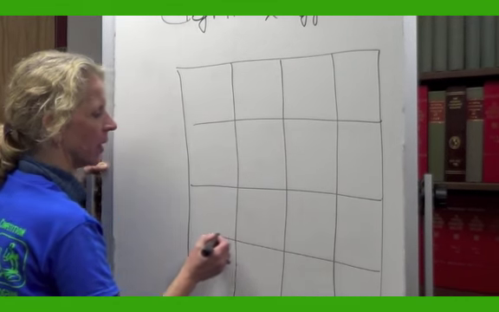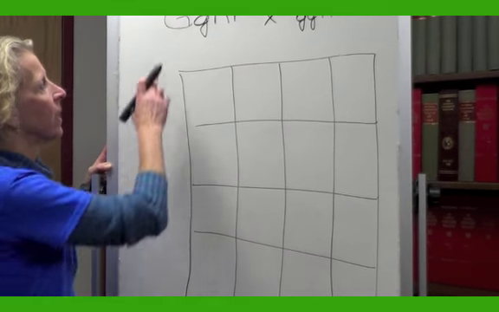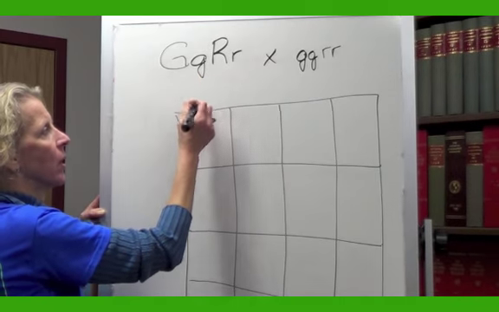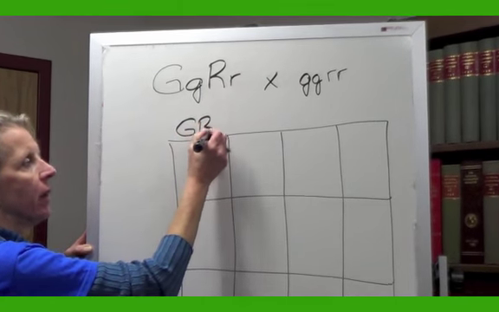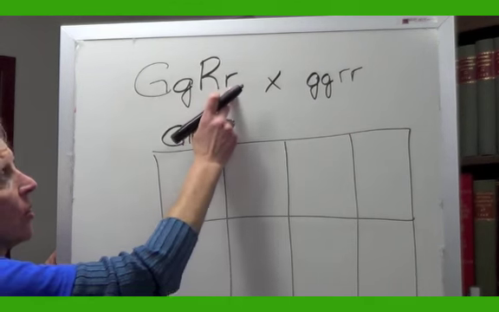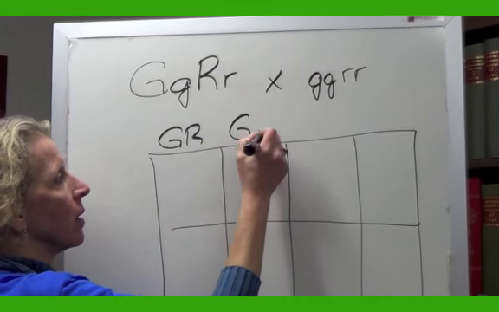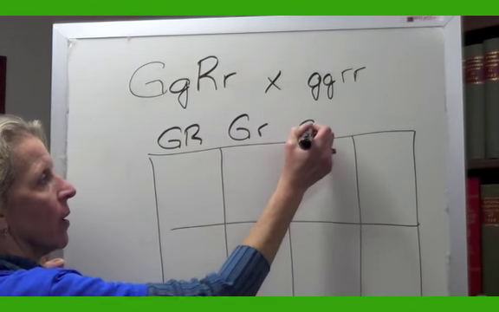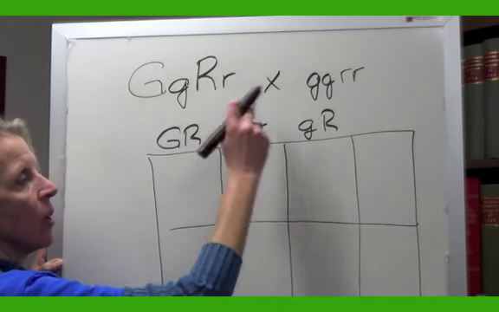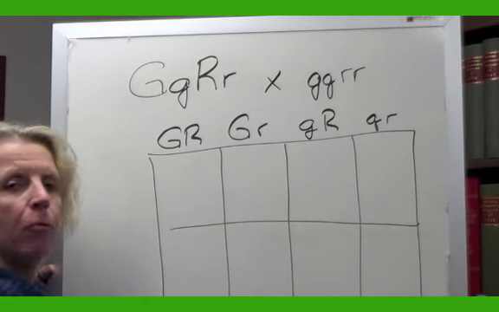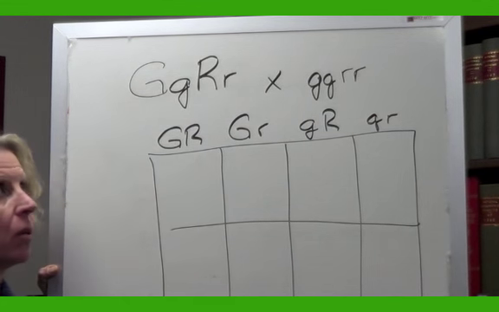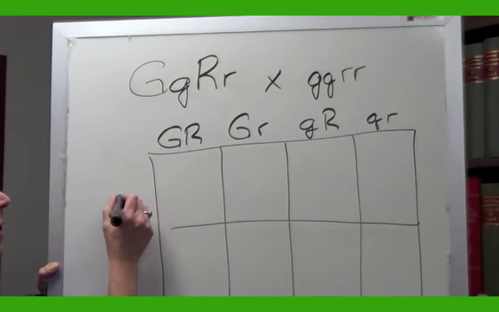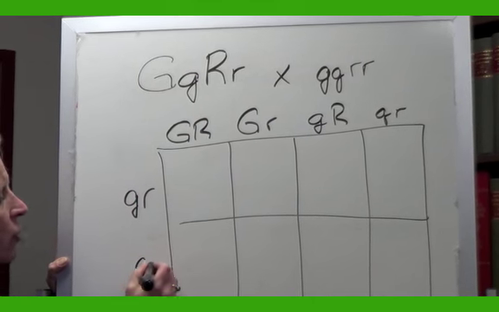And there we go. Now to segregate independently, what has to happen is this big G could be donated with this big R. I'm going to put that right there. Also, this big G could go with the little r. Okay, that's 2 gametes down. Now, the little g could go with big R, or little g could go with little r. Look at that. I have 4 different possibilities of gametes that could be made from this parent. This other parent over here only can do little g, little r.